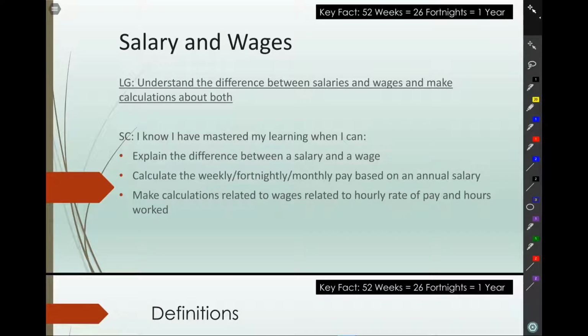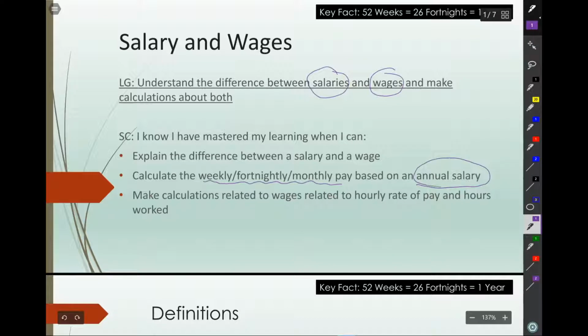Mr. Stevens here with another video on salary and wages this time. What we're going to be able to do at the end of this lesson is explain the difference between a salary and a wage. And we're also going to make calculations about how much you get paid over a certain time period, week, fortnight, month, based on knowing your annual salary, which is what you get paid in a year. And we're also going to look at calculations related to hourly rate of pay and how long you've worked for.